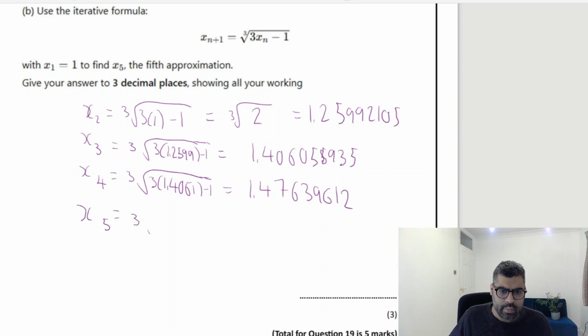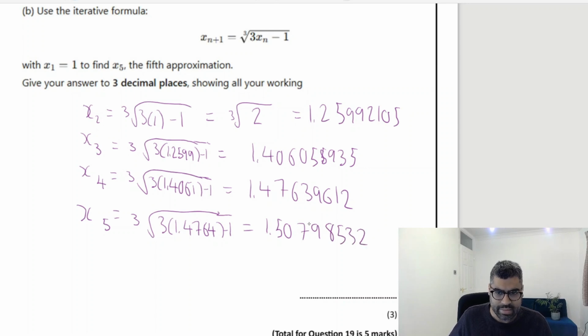Times 0.4764 minus 1, which gives us 1.5079853. So we need to give the answer to 3 decimal places. We're going to cut it off here. So our fifth iteration is equal to 1.508.